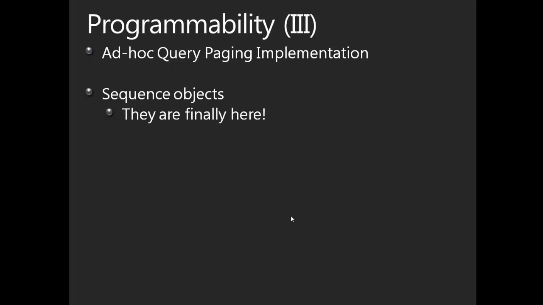Sequence objects. Hey, they're finally here. Sequence objects, the long-awaited feature in the SQL Server database engine, which allows you to have a user-defined schema-bound object that generates a sequence of numeric values according to the specification that you set. And of course, you all know that this operates similarly to an identity column, and it is very, very useful in the development of data applications.